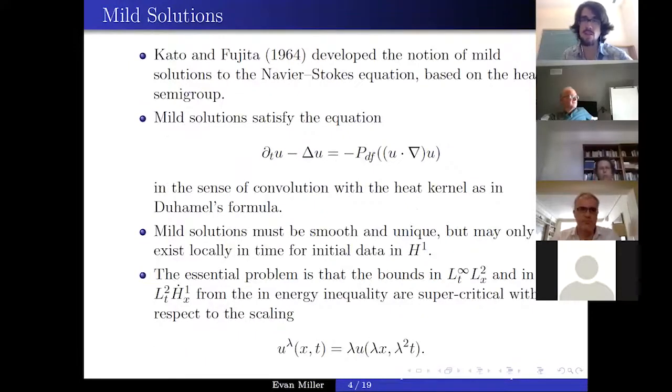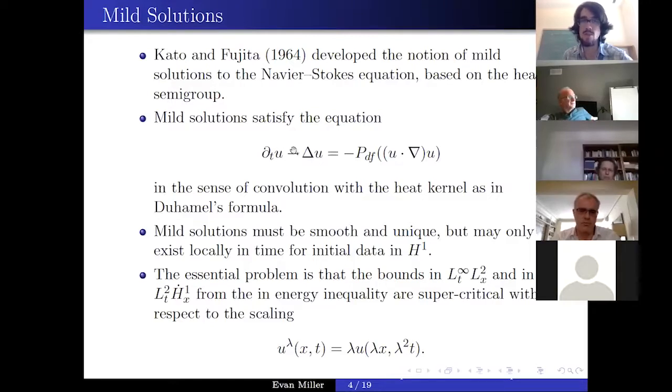So another notion of solutions was developed by Kato and Fujita in 1964. They developed the notion of mild solutions to the Navier-Stokes equations, which is based on the heat semigroup. Mild solutions satisfy this equation, where we sort of subtract the advection term to the other side in the sense of convolution with the heat kernel, as in Duhamel's formula.